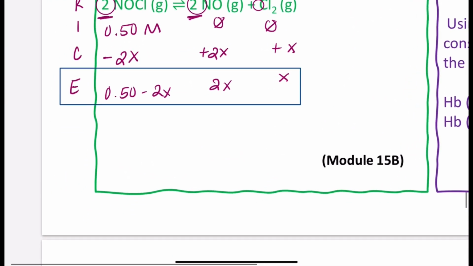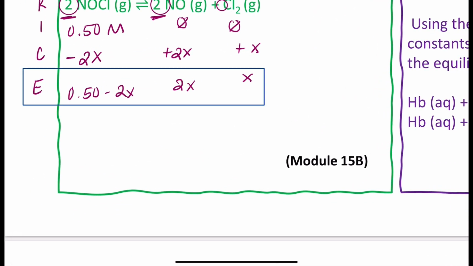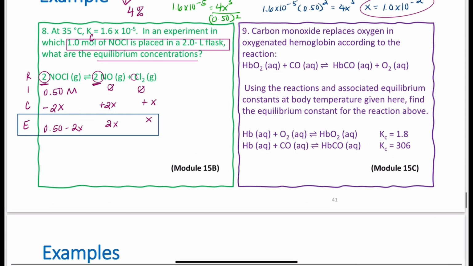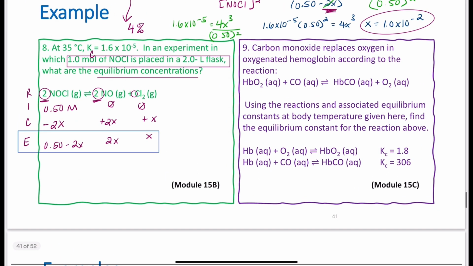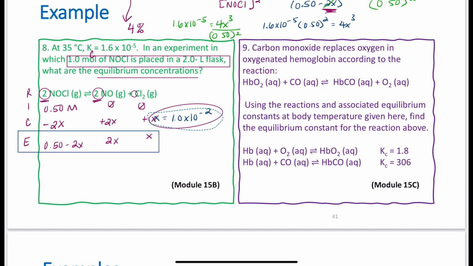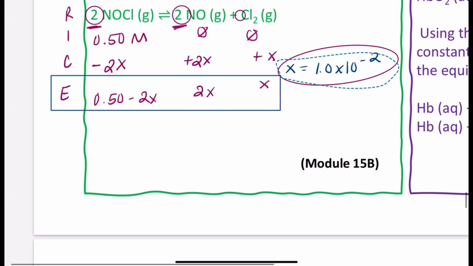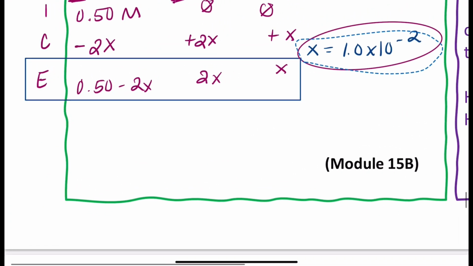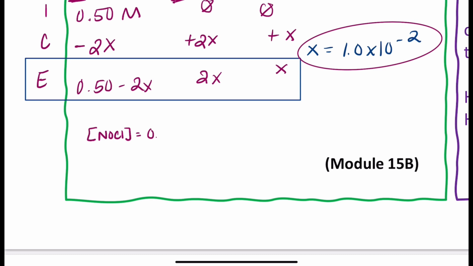Well, I want to know what the equilibrium concentrations are. So I just established that my x value is 1.0 times 10 to the negative 2. So I'm going to plug that into the equation and solve for each species. That means at equilibrium, my NOCl value is 0.48 molar. Because again, I plugged it in. I have 2 of them, subtracting it from 0.5.